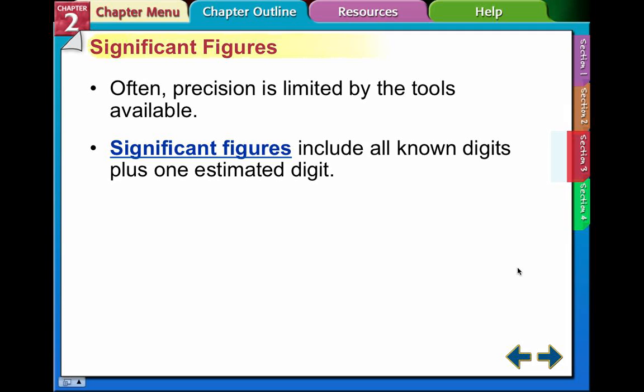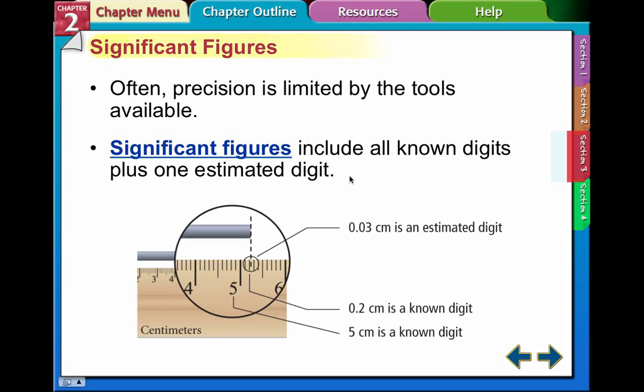Significant figures. This term has come up a couple times in the lectures here. Remember that the precision is only as good as the tool you're using. Significant figures include all known digits plus one estimated value. If you're using this ruler in centimeters, you know the 5 is a known value. You know that the 0.2 is a known value, but after that we can only guess. This is going to be 0.03, so we have 2 known values and 1 estimated. So we know our answer is going to be 5.23.